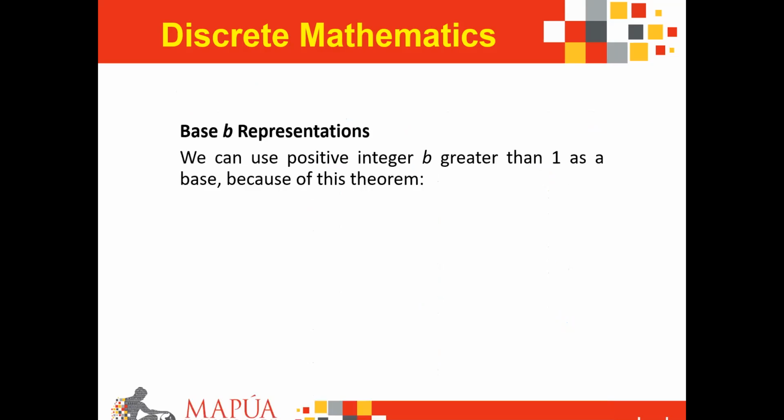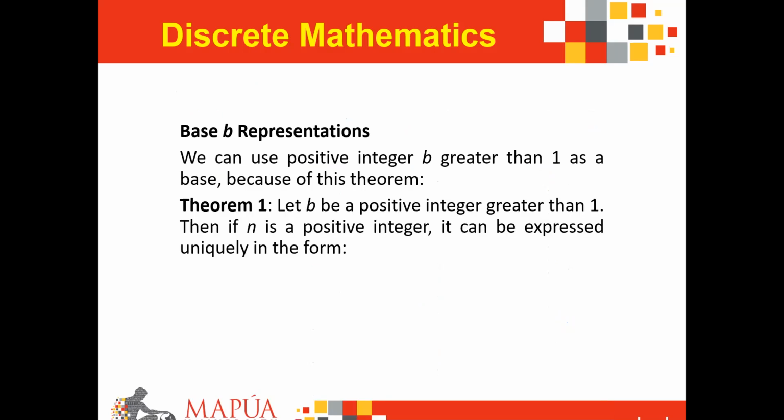How do we then determine these different base b notations? We can actually represent any particular integer using this theorem. If we let b be a positive integer greater than 1 and n a positive integer, it can be expressed uniquely in this given form.